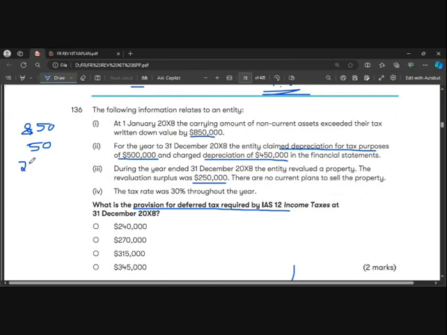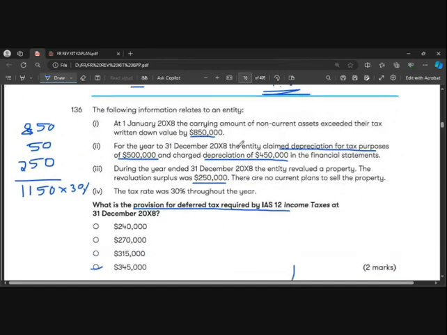There is a difference due to revaluation. Due to revaluation, there is a temporary difference. So add up all this amount. How much are you getting? 1150. Yeah, 1150, right? So this is the taxable temporary difference at the end of the year. So what is the provision we should give for deferred tax? Deferred tax liability will be taxable temporary difference times 30% tax rate. So times 30%, 345. Okay, that's the answer. Understood.